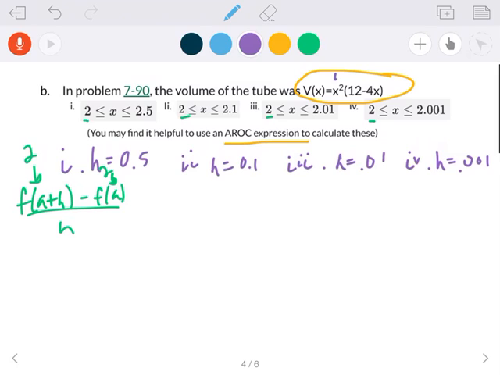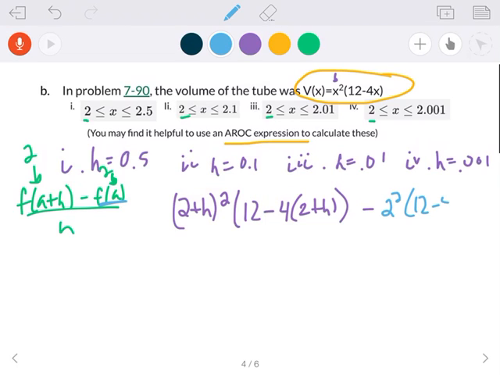We're going to plug it into this x. So 2 plus h squared times 12 minus, there's another x there that we're going to plug it in for, 2 plus h. That's going to be fun to simplify. And then we're going to plug 2 into the expression to get f of a, which is this part. So 2 squared times 12 minus 4 times 2. Okay, and then we're going to put that all over h.